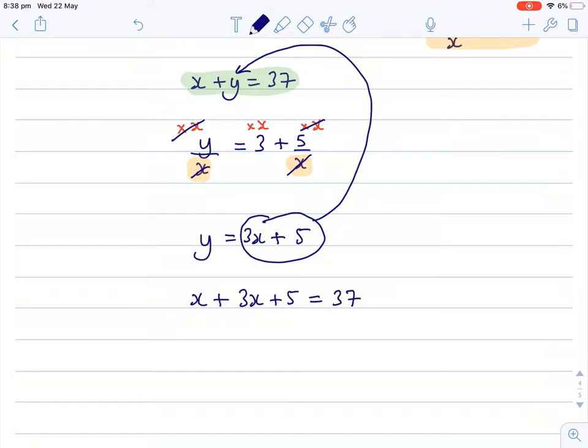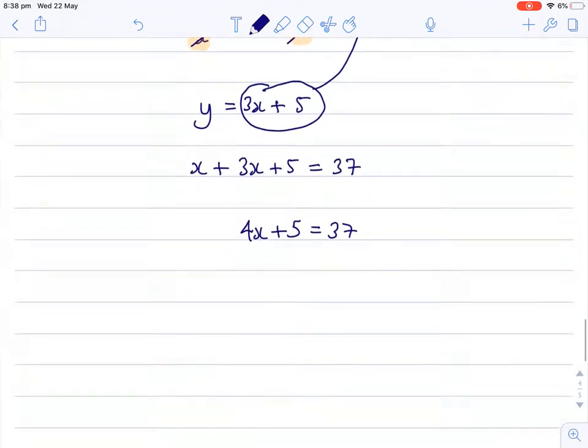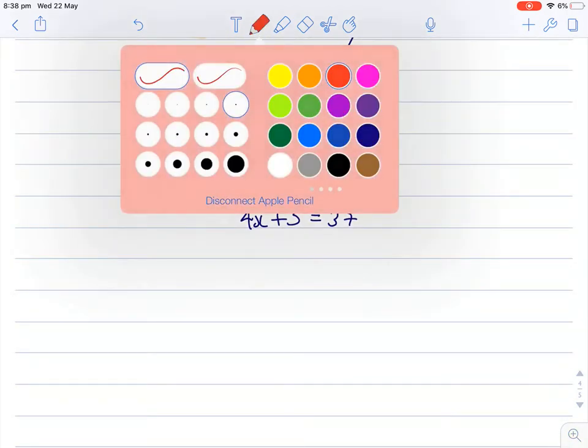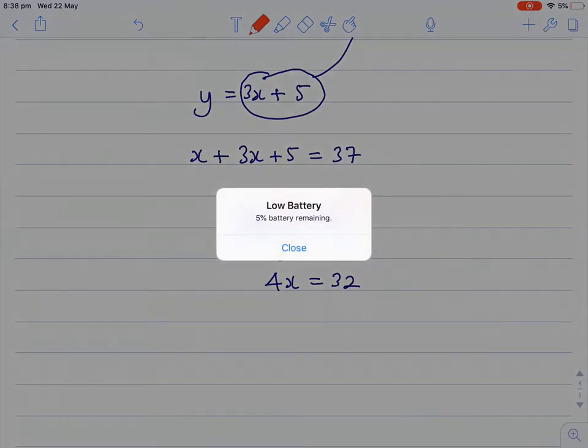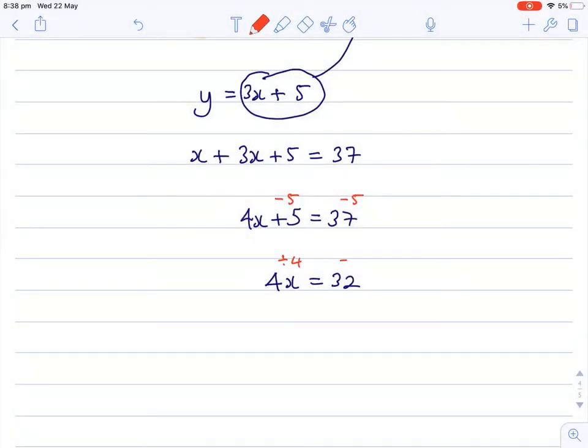I've got an equation that I can solve, but I'll simplify it first. So the x plus the 3x, well, that's 4x. So 4x plus 5 is equal to 37. To solve this equation, the first step is to subtract 5 from both sides. So subtract 5 and subtract 5. So that will give me 4x is equal to 32. The next step is to divide by 4. So divide by 4 and divide by 4.